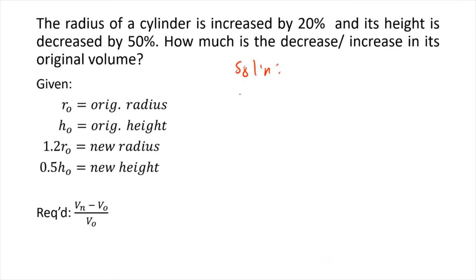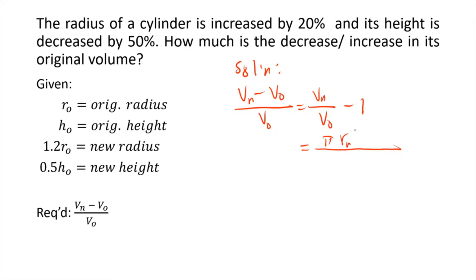Our working equation is the volume of the new cylinder minus the volume of the original cylinder divided by the volume of the original cylinder. We can rewrite this as Vn over Vo minus 1. Using the formula for the volume of the cylinder, we have pi radius of the new cylinder squared times the height of the new cylinder divided by pi radius of the original cylinder squared times the height of the original cylinder minus 1.